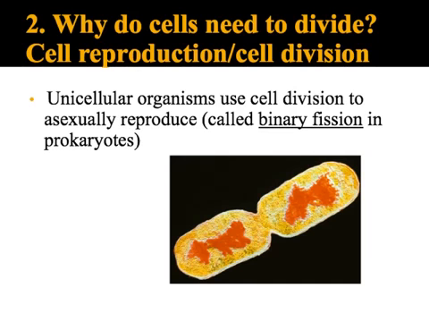Okay, so let's look a little bit more at the first reason why cell division is important. We said it was important because it can make new unicellular organisms. It turns out that unicellular organisms, things like bacteria that are only made of one cell, use cell division to asexually reproduce. We've talked about this already. When bacteria use asexual reproduction to reproduce, we call this binary fission. So that's a vocab word for you.